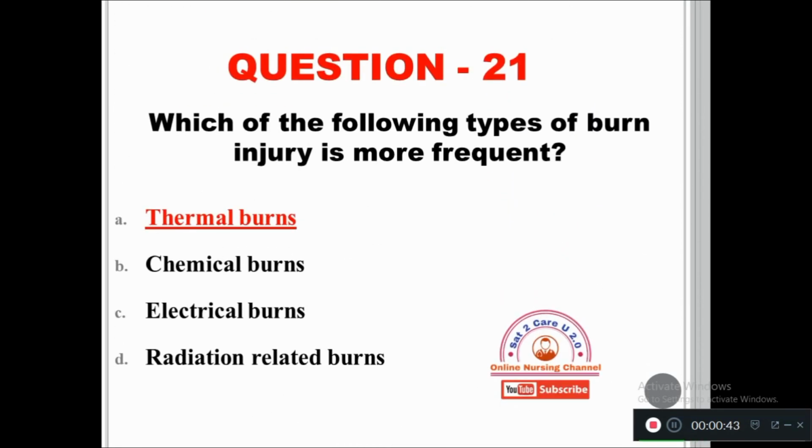Option A is right. Thermal burns usually happen in the house, which makes a person more prone to very hot liquids, flames, or other burns. Other burns like chemical burns, electrical burns, and radiation burns occur in the working area only. So the most common type of burn is thermal burns.